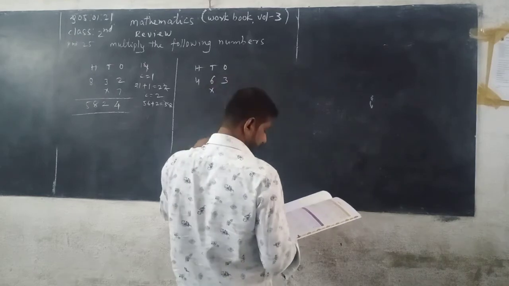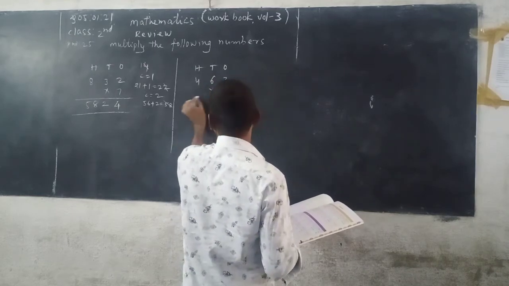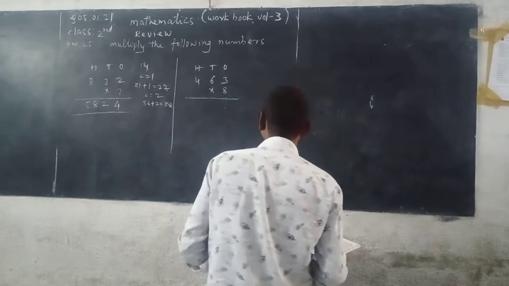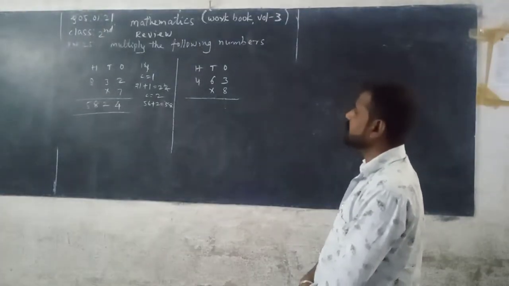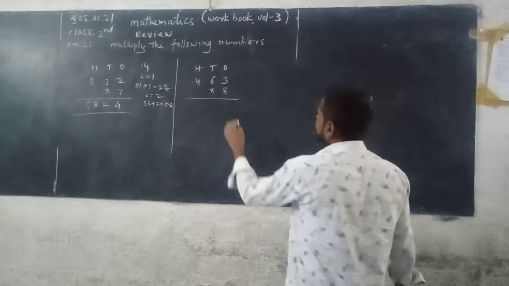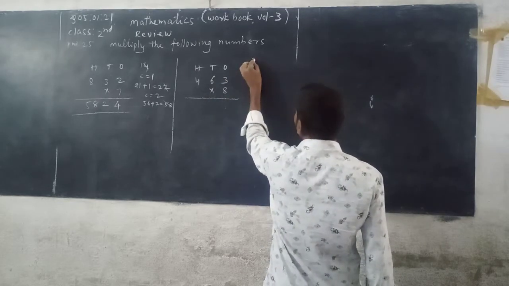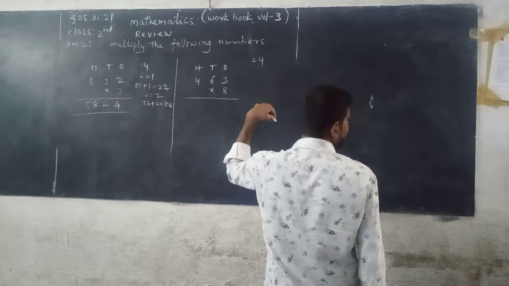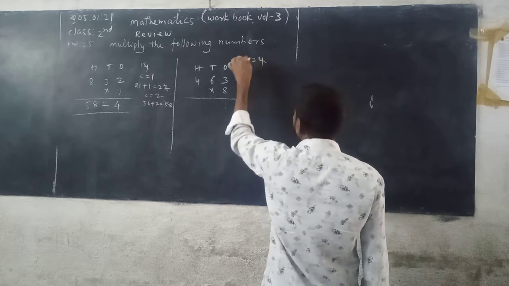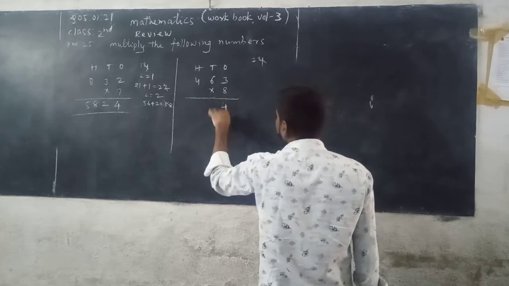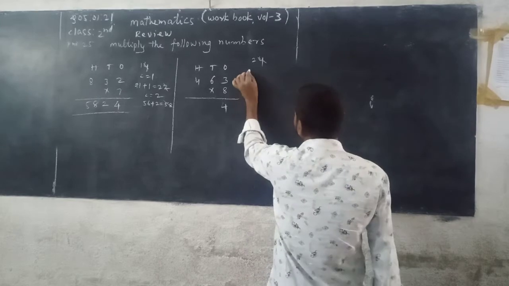463 into 8. First, write the given number column-wise according to their places. So 3 is in the ones place, 6 is in the tens place, 4 is in the hundreds place. We multiply the digit 3 with 8 first. 8 3s are 24. 24 is a 2-digit number. In it, 4 is taken and written down in the ones column of the product, and the remaining 2 is the carry.